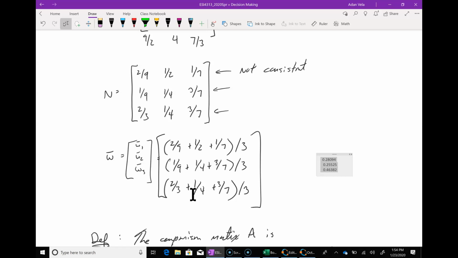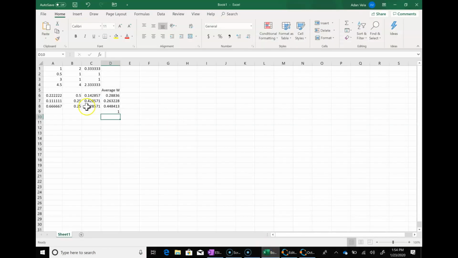Where's my calculator? All right, so 2 divided by 9. Actually, no, why don't we just... Oh, no, we have it in Excel. Why am I even wasting my time? Bam. Let's see, what did we get in MATLAB? Oh, why is it different? It should be the same. Did I type something in wrong?